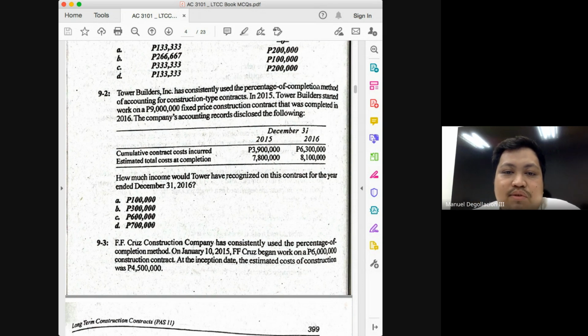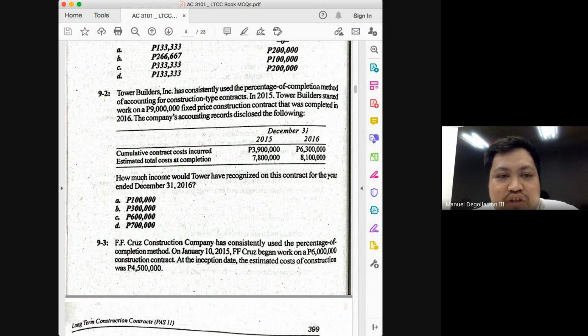What are the two things we need to solve for our GP? Percentage of completion and the expected gross profit. Do we need to solve again for our expected gross profit, class? Yes, because there's a change in our cost at completion. What are the two things we need to solve for expected gross profit? Contract price and cost at completion. Do we expect the contract price to change? No, normally the problems will involve fixed price contracts, class. So contract price will be 9 million.